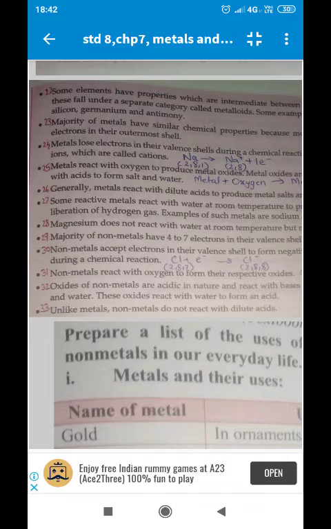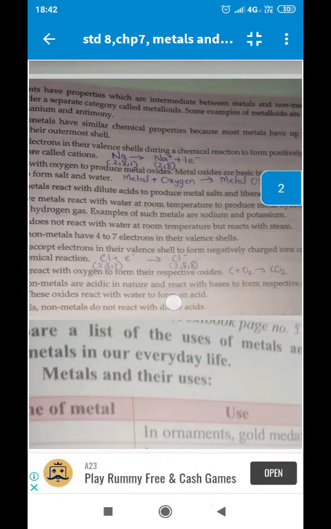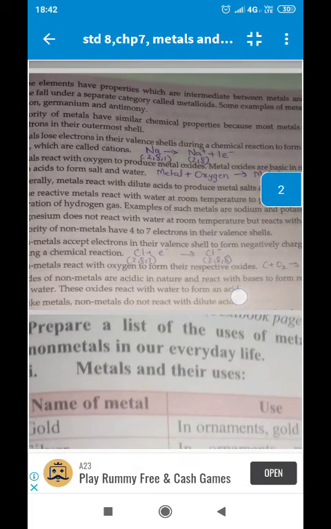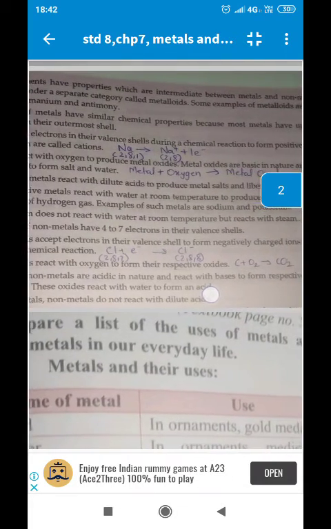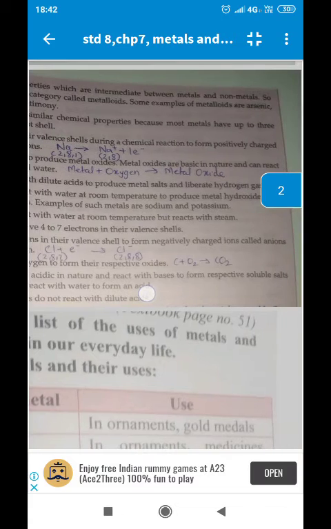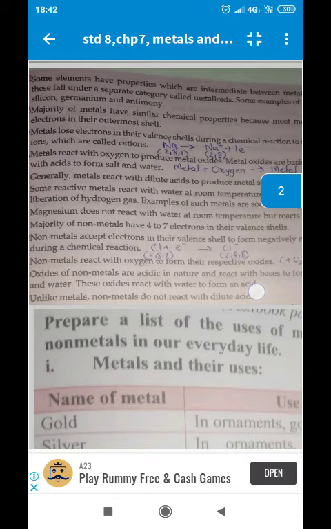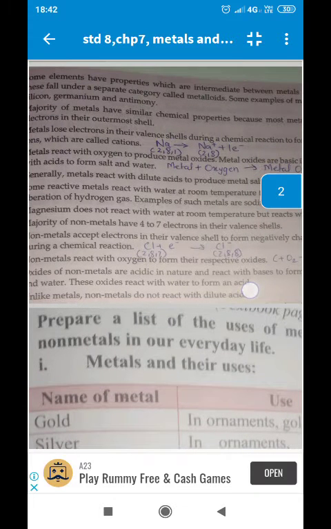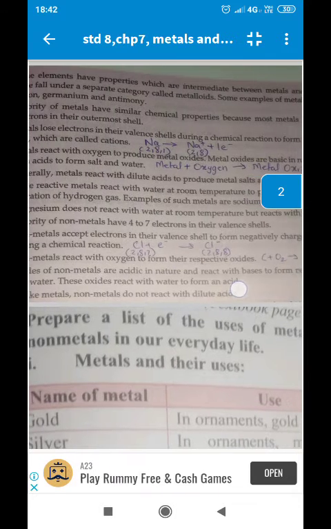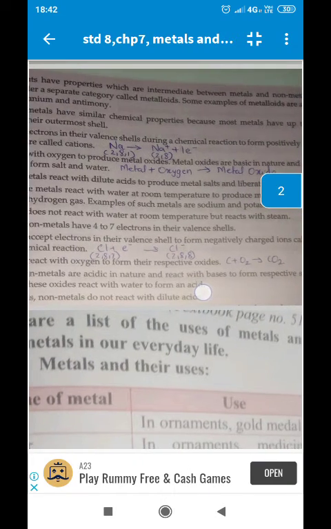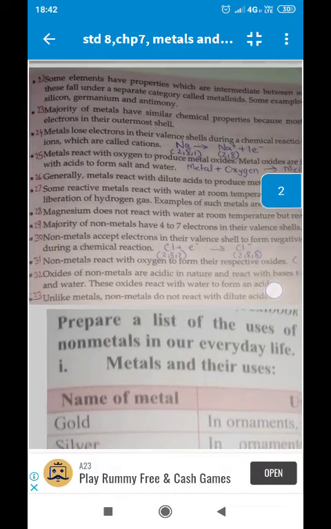The majority of nonmetals have 4 to 7 electrons in the valence shell. Nonmetals accept electrons in the valence shell to form negatively charged ions called anions during the chemical reaction. For example, chlorine accepts 1 electron. Chlorine is an atom with electronic configuration 2, 8, 7. It accepts 1 electron and converts into chloride anion, and the electronic configuration is 2, 8, 8.